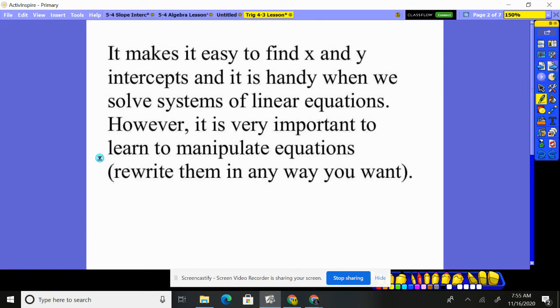Well, the answer is it makes it easy to find x and y intercepts. That's the main reason we would want to put it in standard form. It's also extremely handy when we're solving systems of linear equations, which is what we're going to do a little bit later on. You've done it before. That's where you have two equations and you have to find the values of x and y that make both equations true. Now, to me, the most important part of why we're switching things into standard form is learning to manipulate equations to make them look the way you want. That's very important, that you can change things around.